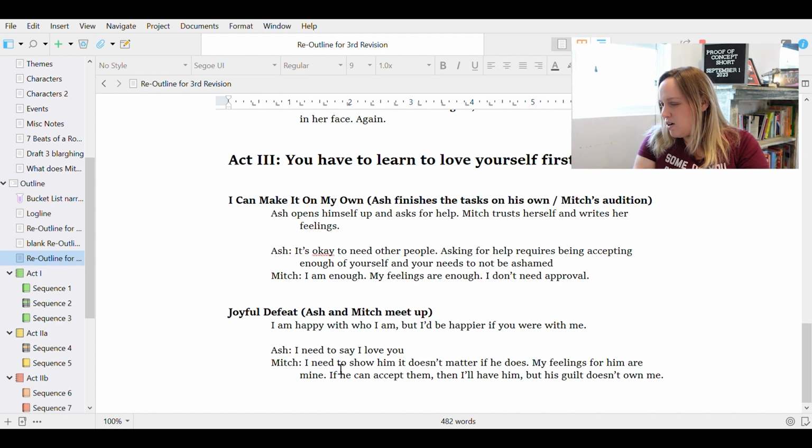So Mitch's arc is about this independence that she needs to find, and Ash's is about interdependence, not codependence, needing people and being part of a community. They've almost become each other, but because they still have the parts of themselves that brought them there in the first place and brought them to conflict, they both are able to rely on themselves and also rely on and be part of a community. So that is my re-outline for this next revision of Back to You.